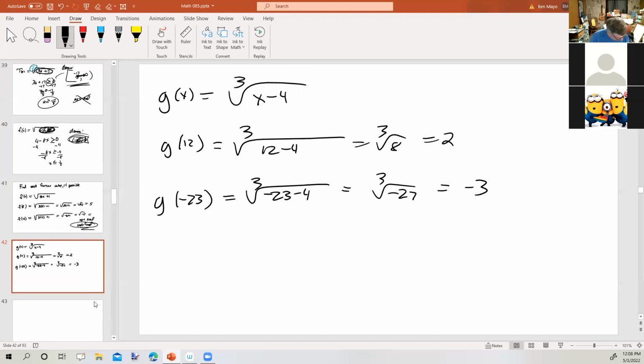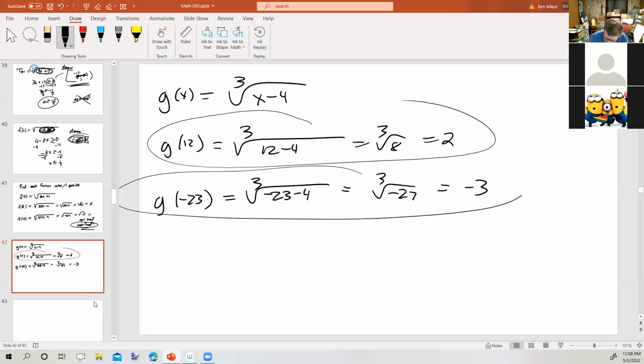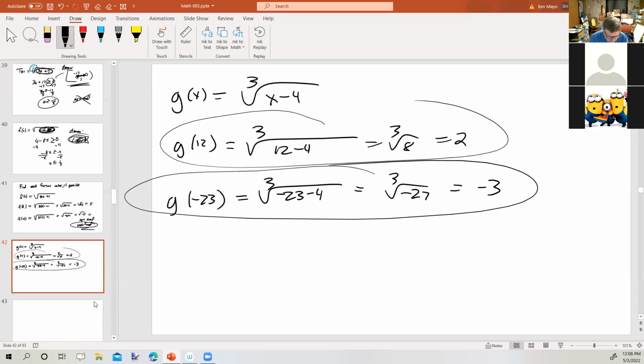Okay. Any questions about that? Let's do another. I do have a question. How did you get the second example, the one where it says 23, the cube root of -27? Oh, right, this one? Yes. How did I get this? What's -23 minus 4 more?